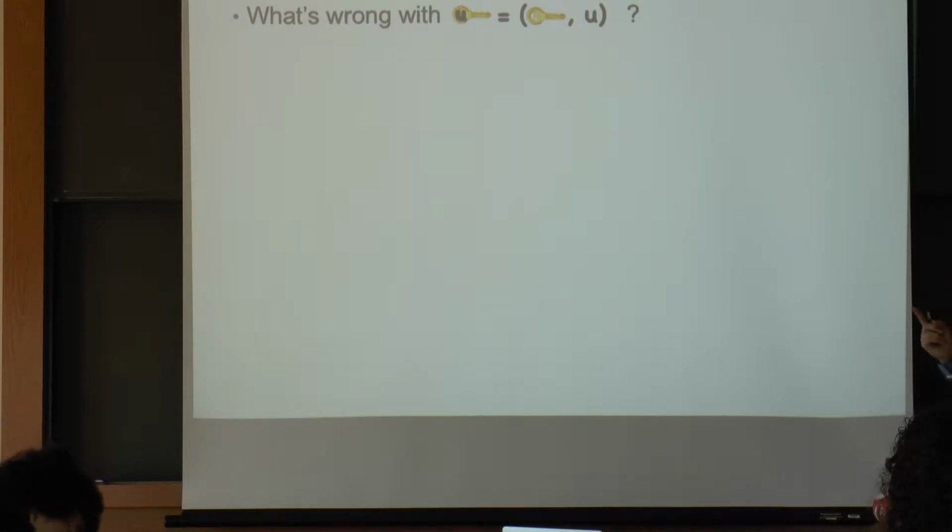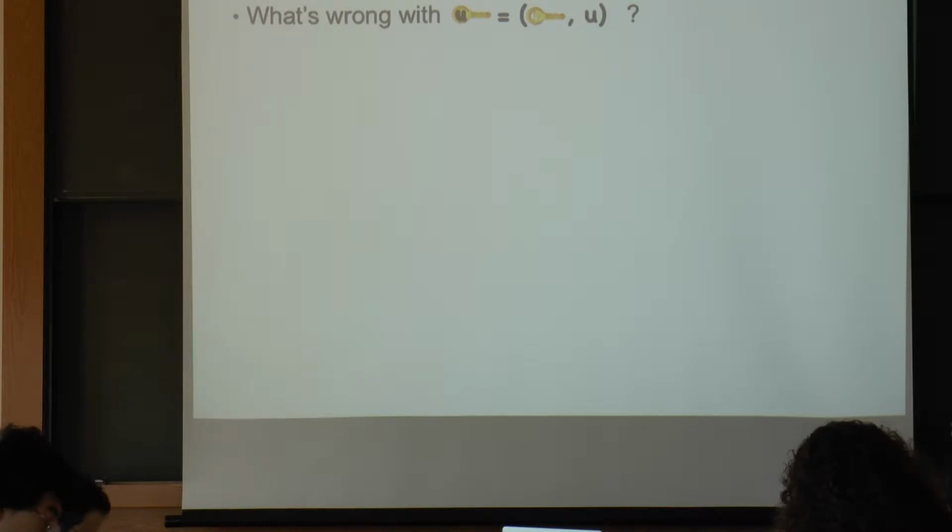So here I have a potential scheme. I'm just going to use the regular encryption scheme that we had, but append the user's identity to the key. What happens if I just do this? I keep a list of all the users and the keys that they're using?